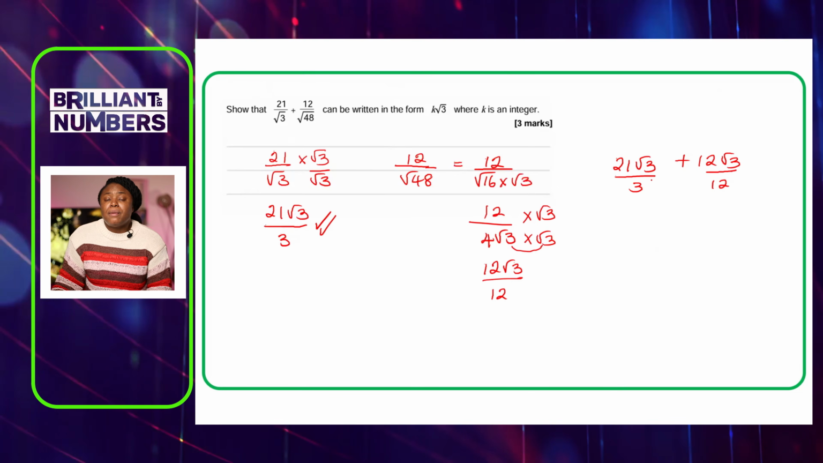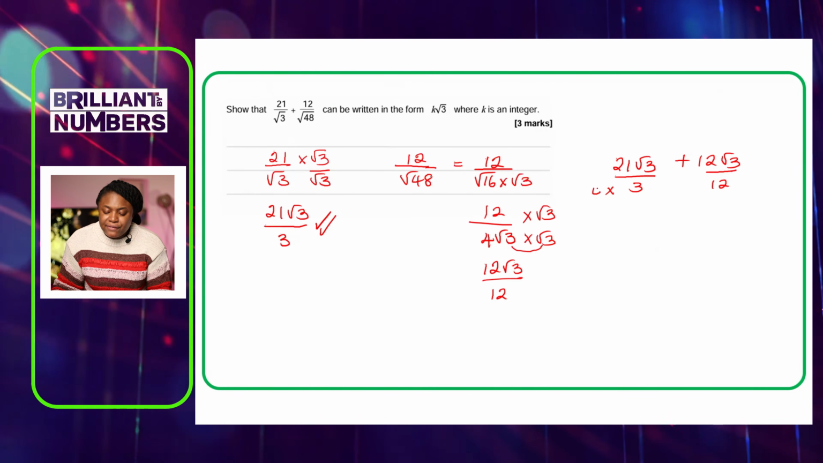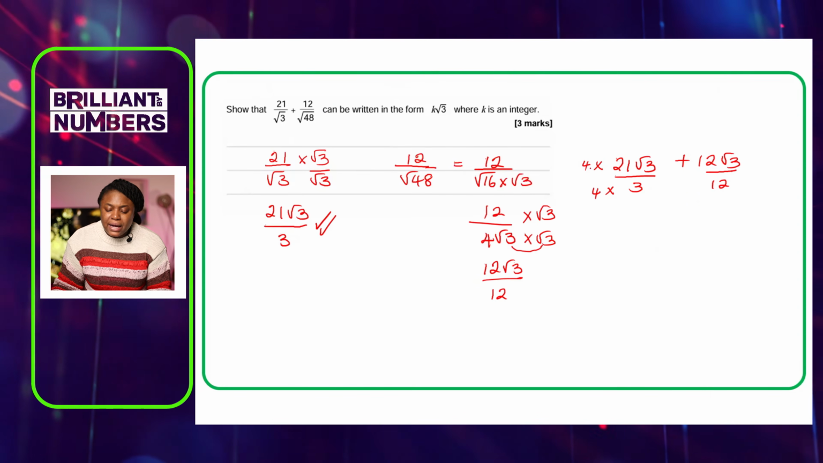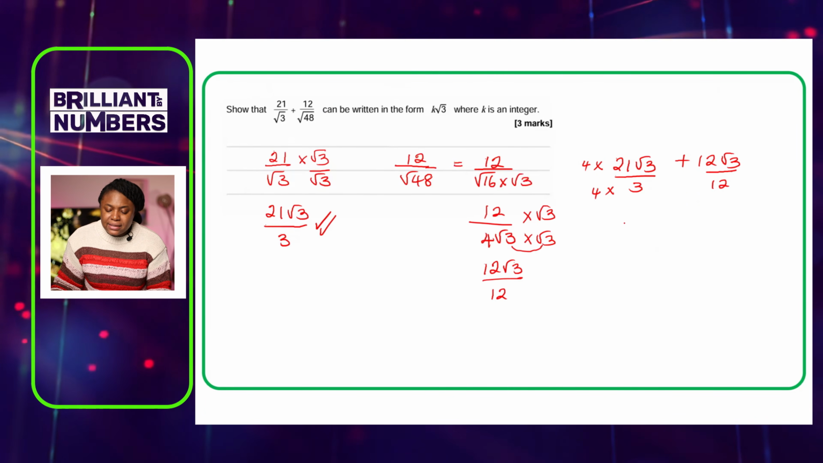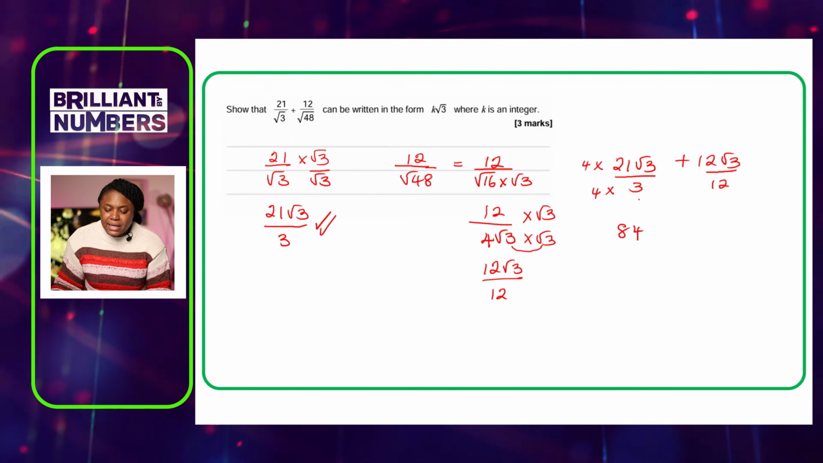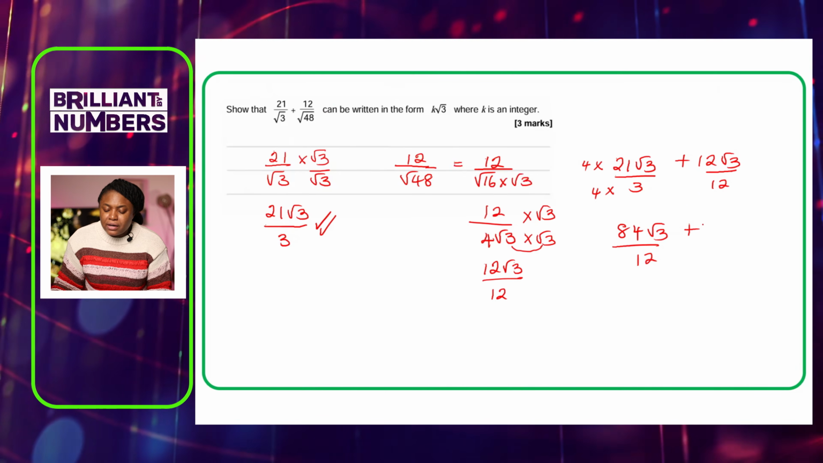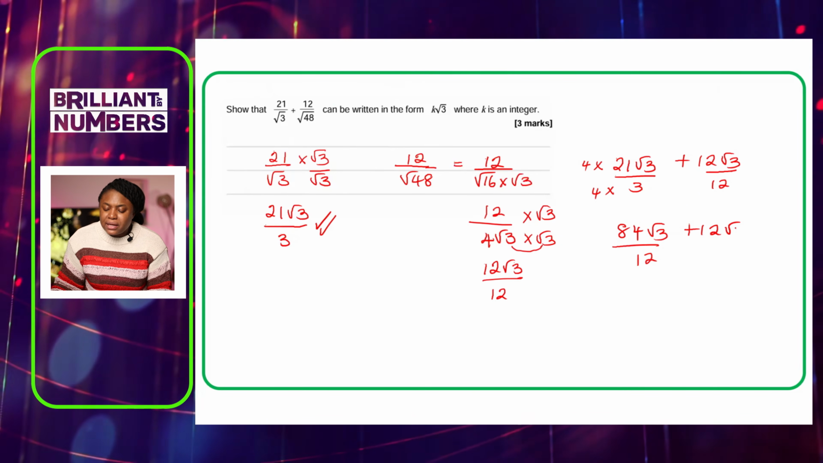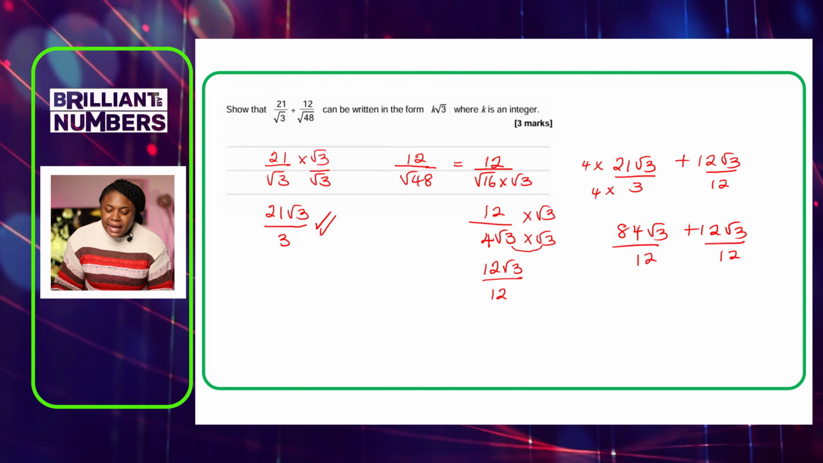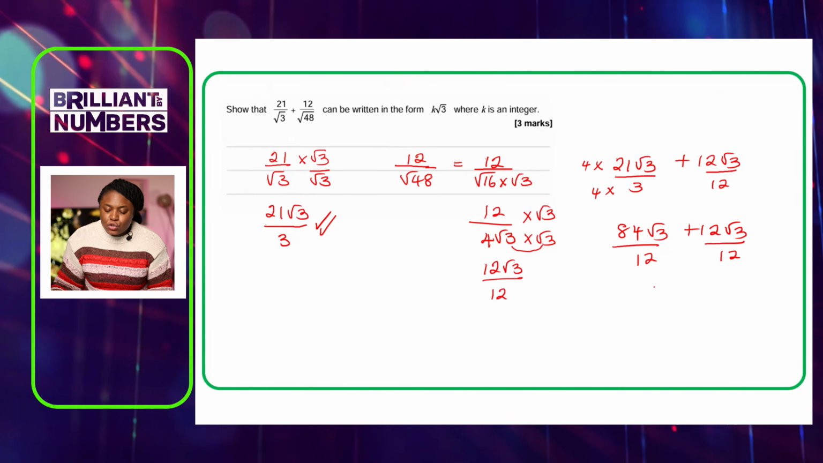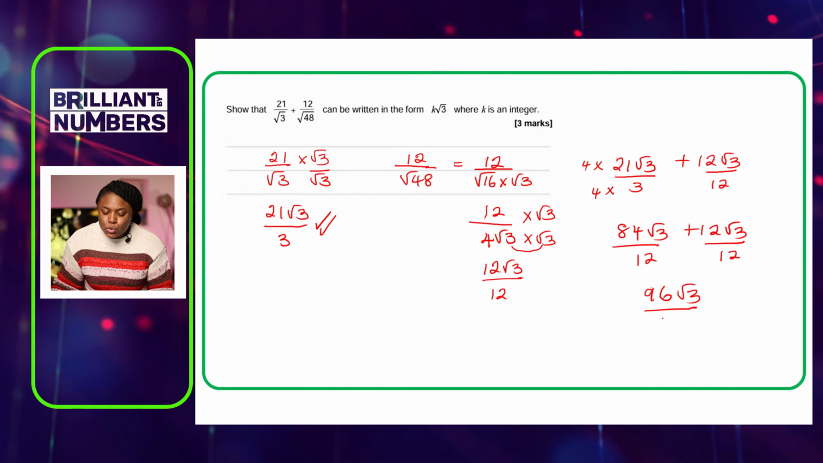Now, common denominator we need, so lowest common multiple is 12, so we need to times this by 4 and times this by 4 as well. So 21 times 4 is equal to 84, so that's 84 root 3 over 12. So therefore, they are now the same denominator. We can now add them together. So we need to now add 84 plus 12. So we get 96 root 3 over 12.